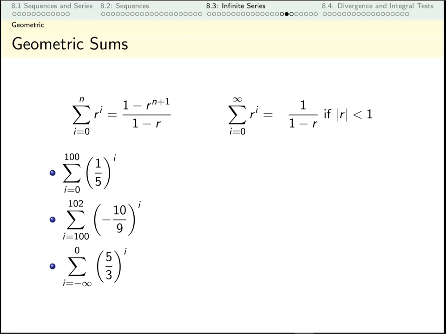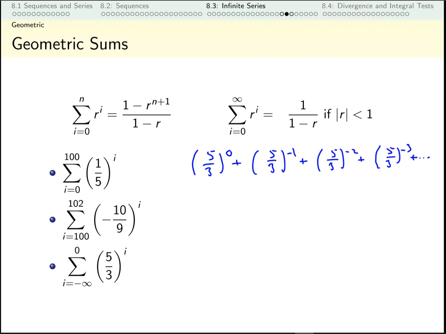Here's another example that doesn't immediately fit our formula. Instead of starting at 0, I start at negative infinity. So whenever you're really not sure what something looks like, it can be really helpful to write out the first couple of terms. In this case, I'm going to go backwards. There's a 5/3 to the 0. The term before that is 5/3 to the negative 1. And the term before that is 5/3 to the negative 2. And the term before that is 5/3 to the negative 3, and so on.